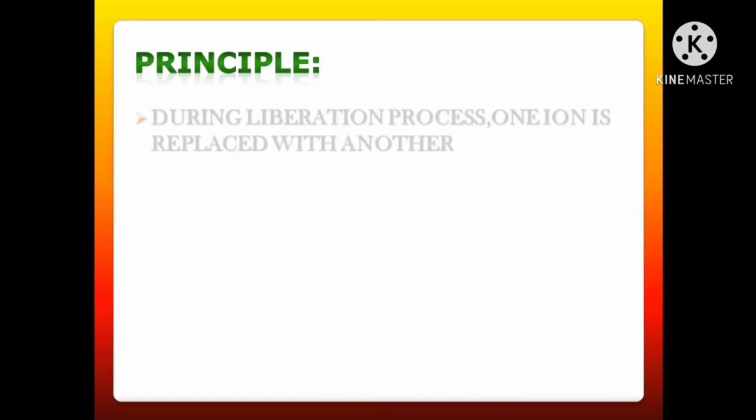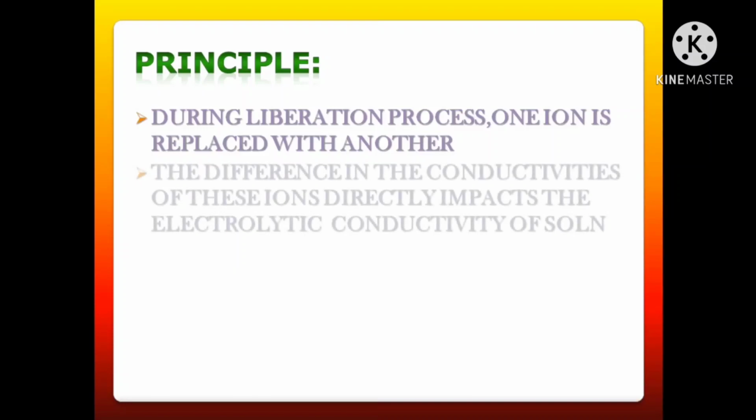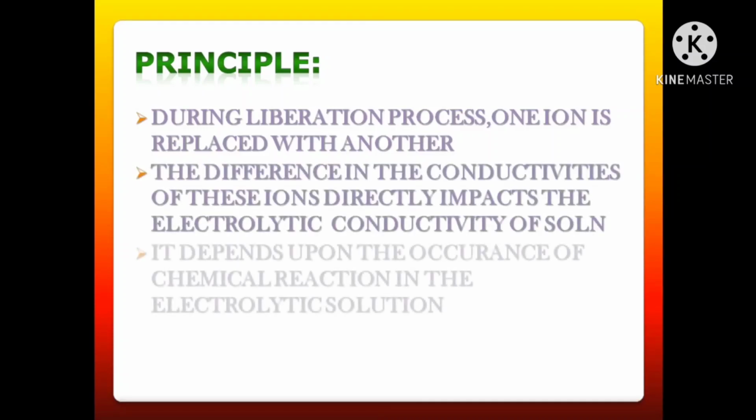Principle. During the liberation process, one ion is replaced with another. The difference in the conductivities of these ions directly impacts the electrolytic conductivity of the solution. It depends upon the occurrence of a chemical reaction in the electrolytic solution.